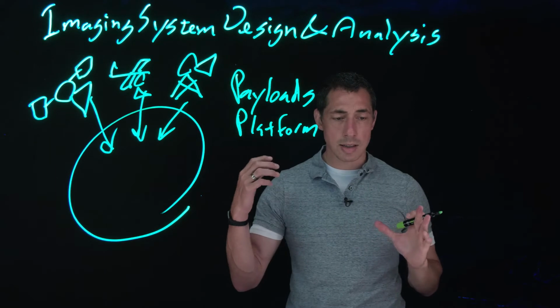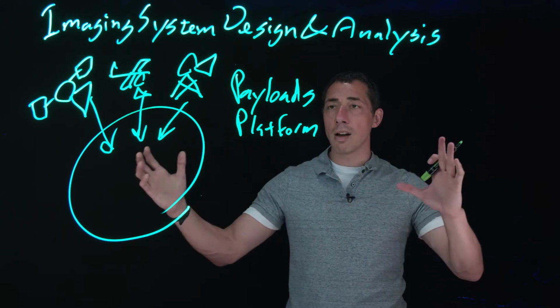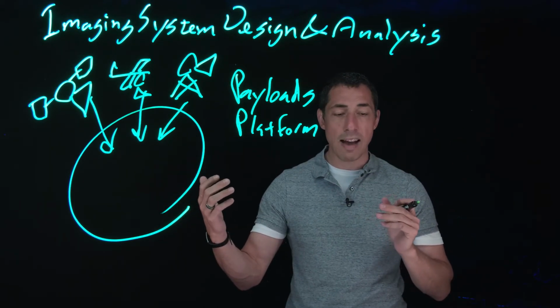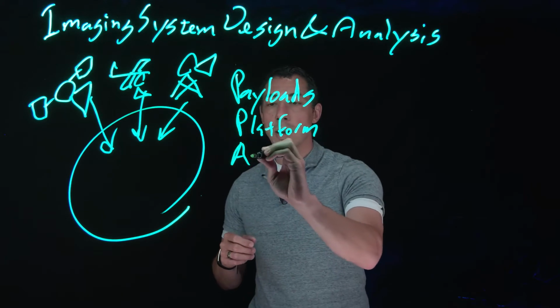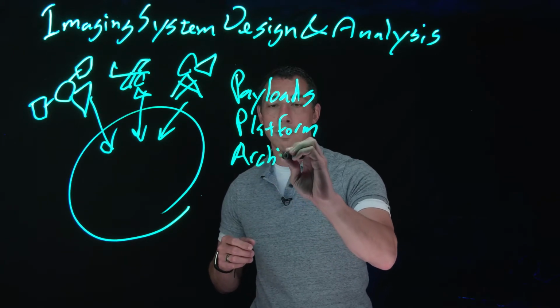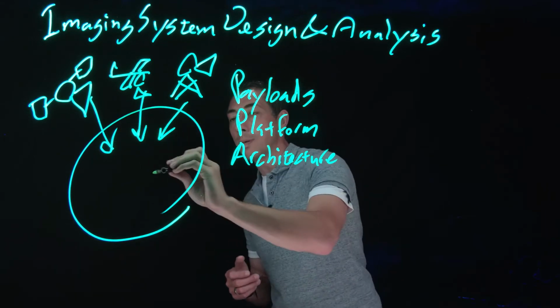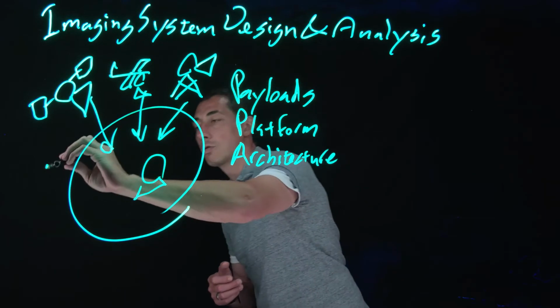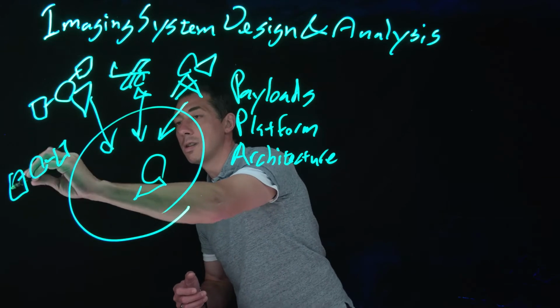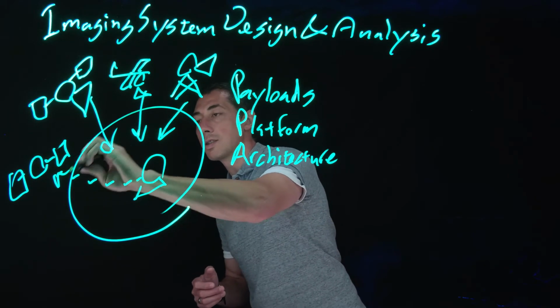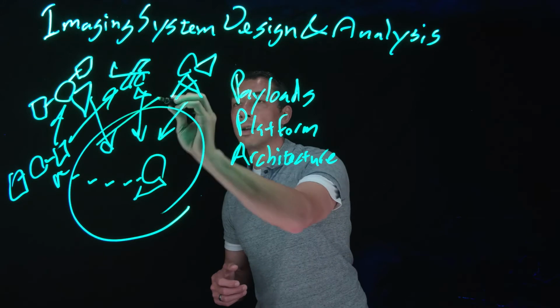And when you start to consider the whole suite of combinations of payloads and platforms that you could have, that's where you start to create an architecture. And that could also include relays. Maybe you've got some ground station helping you make decisions, and you're going to be sending signals up here to each of these different pieces.